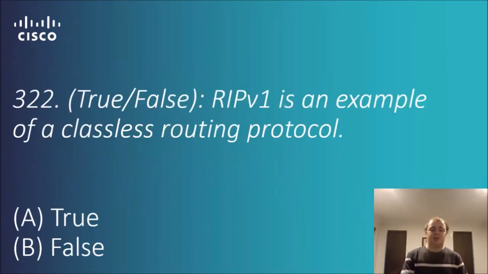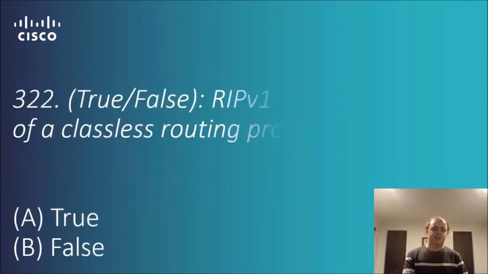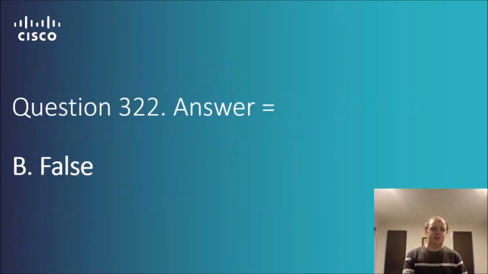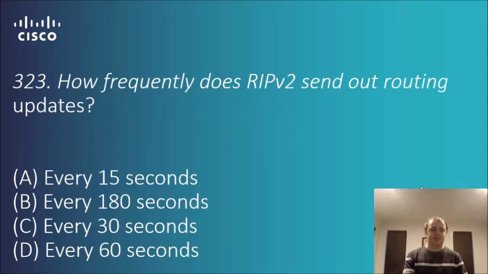322, true or false? RIP version 1 is an example of a classless routing protocol. The answer for this one is false. Version 2 actually is classless, so the answer there is false. Basically, RIP 2 is classless and RIP 1 is classful, so remember that.